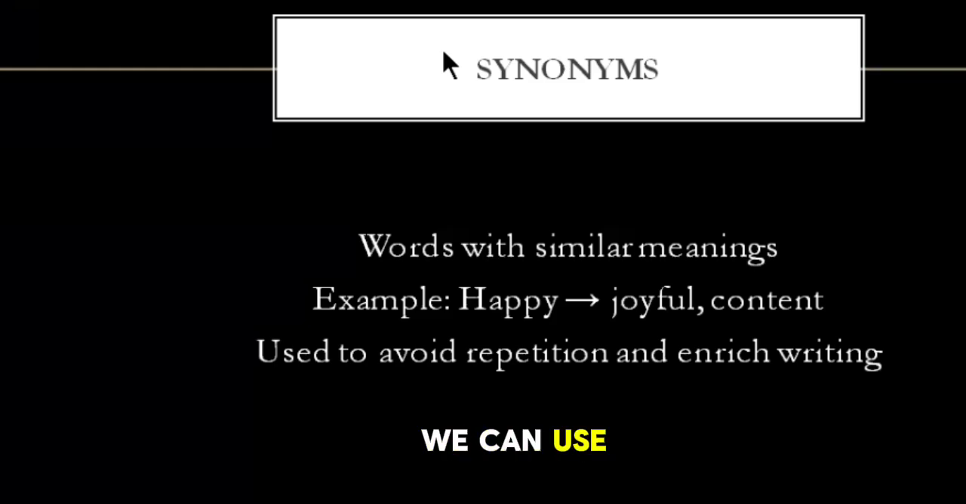And even we can use pleasure. So different synonyms can come. It is also used to avoid repetition and enrich writing. Why do we use synonyms all the time in writing? Because we want to avoid repetition of the same words again and again, and we also want to enrich our writing to make it more attractive and appealing. For that we use synonyms.